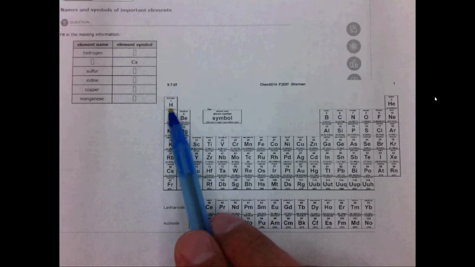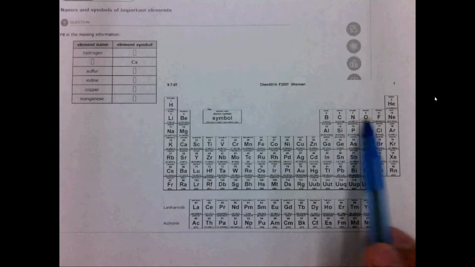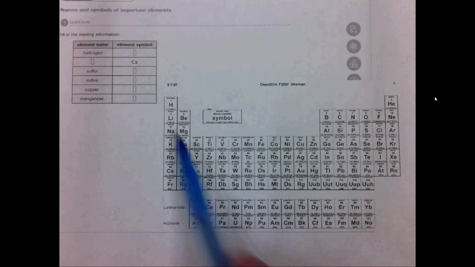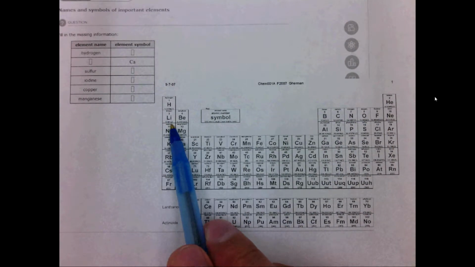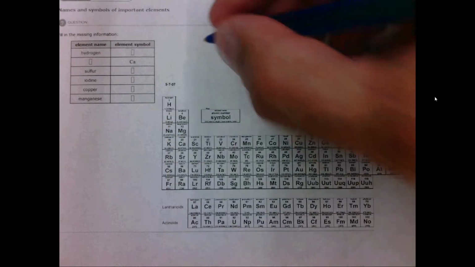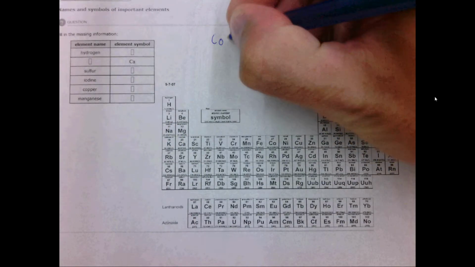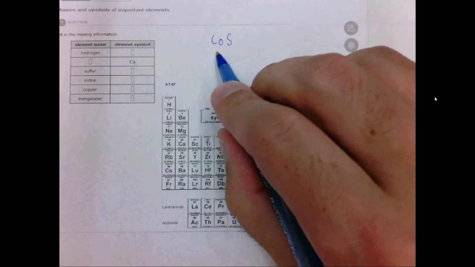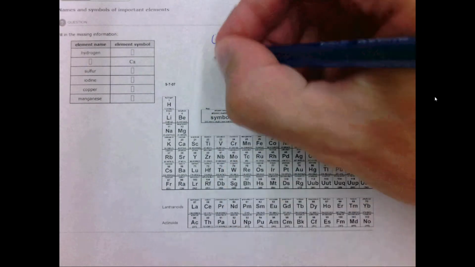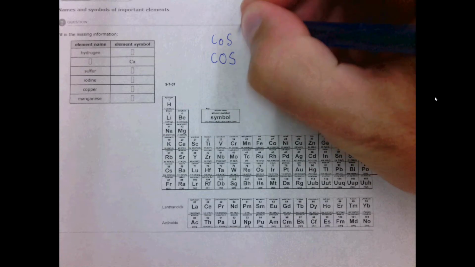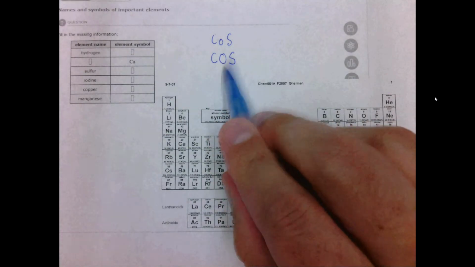First of all, some elements have one letter symbols and other elements have two letter symbols. It's really important that if it's a two-letter symbol, the first letter is capitalized and the second letter is small. To give you an example, we could have CoS. This is a cobalt and a sulfur. Or we could have COS, a carbon and oxygen and a sulfur.